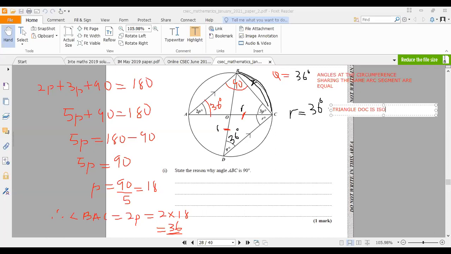Isosceles triangle. Right, because triangle DOC is an isosceles triangle. You only try there. Whoever marks it, your people understand that. Okay. Any questions so far?